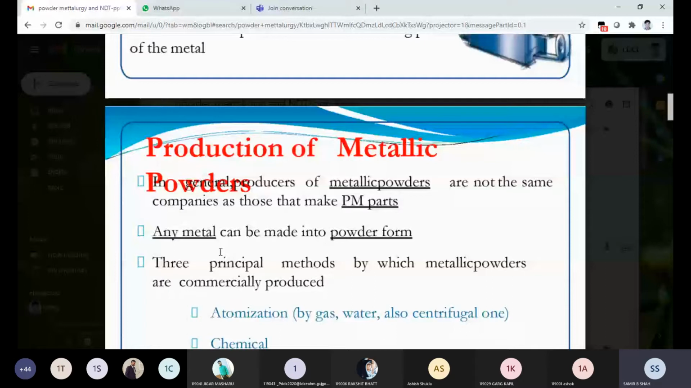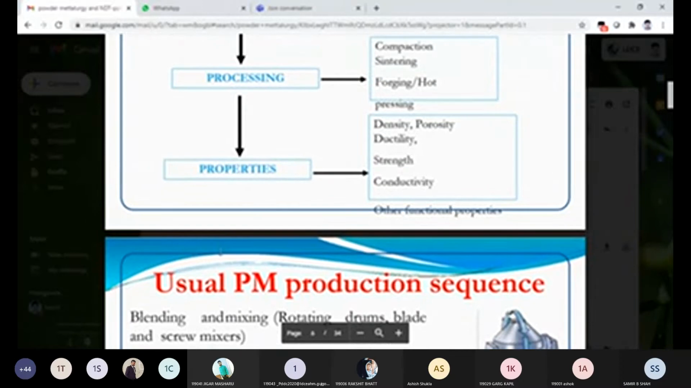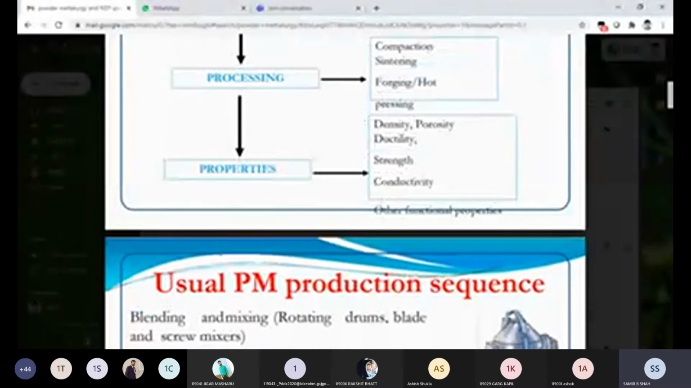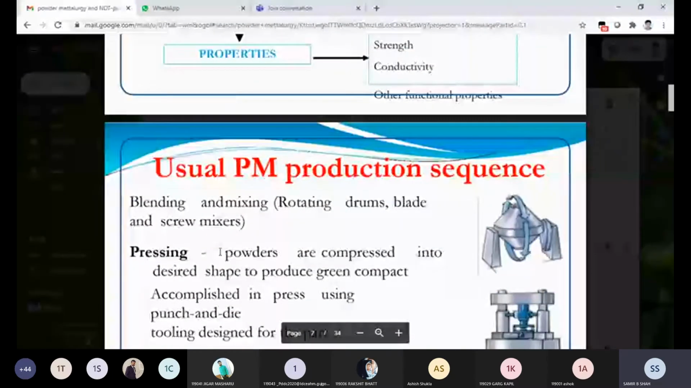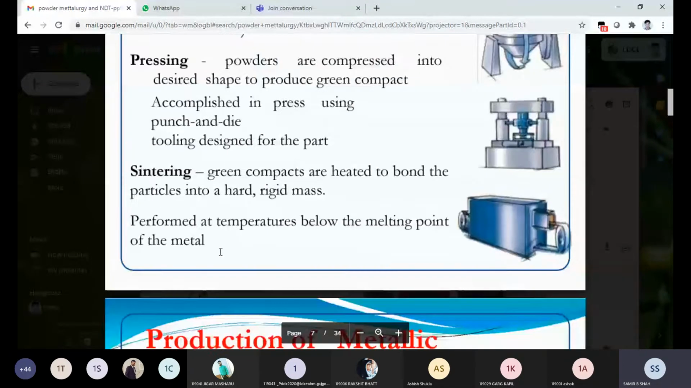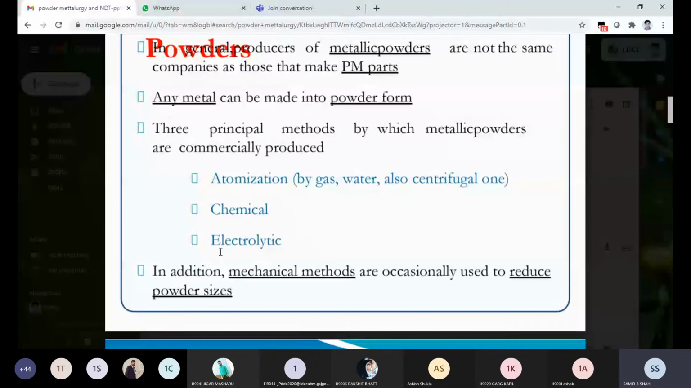And initially, before that, what kind of processes there are, and what kind of properties we can achieve with the help of powder metallurgy, that we discussed. This is a basic and generalized method to produce powder, that is pressing and sintering, and three principal methods by which metallic powder is commercially produced, that is atomization, chemical, and electrolytic, where we discussed the atomization process, and we also saw the video of that.